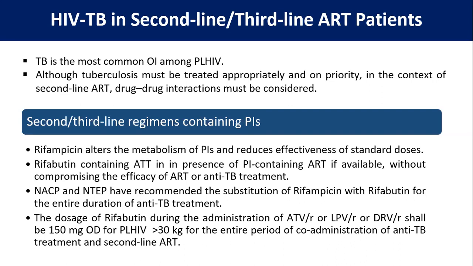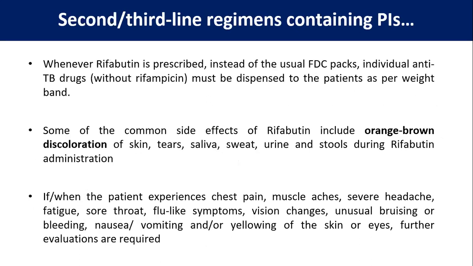If we use rifabutin, the dose should be 150 milligram once a day for all PLHIV more than 30 kg, for the entire period of co-administration of anti-TB and the second or third line ART regimen containing PI. Whenever rifabutin is prescribed, instead of usual FDC packs, individual anti-TB drugs are to be provided, and these are not available in the ART center. These are available in the DTCs.